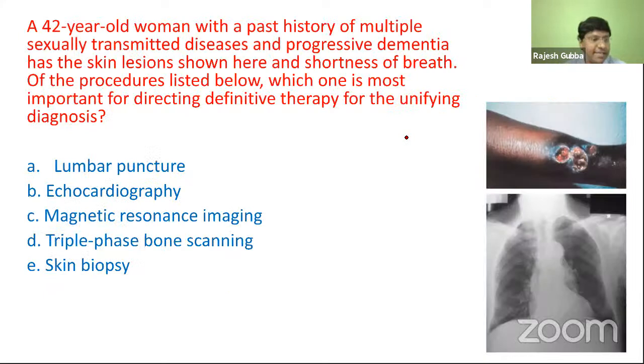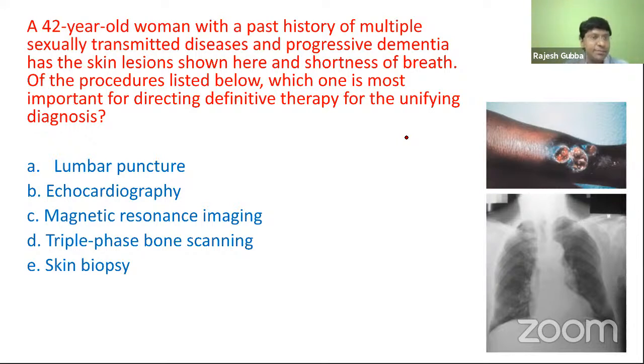Yes, we have a 42-year-old woman with a past history of multiple sexually transmitted diseases and progressive dementia who has the skin lesions shown here and shortness of breath. Of the procedures listed below, which one is the most important for directing definitive therapy for unifying the diagnosis?